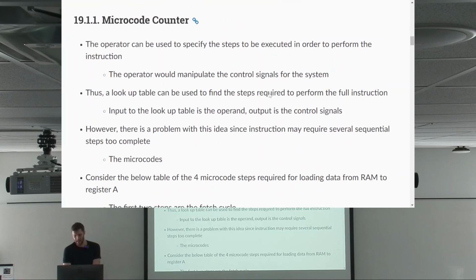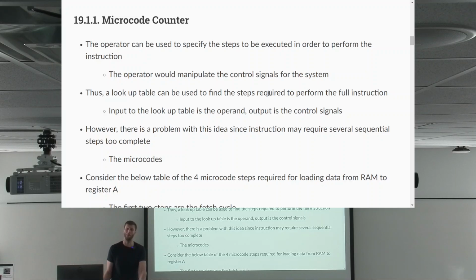So we need a microcode counter. We need another counter. It won't be a program counter. It'll be a counter though, but its purpose is to keep track of what microcode step we're on. But it's still going to be just a counter.